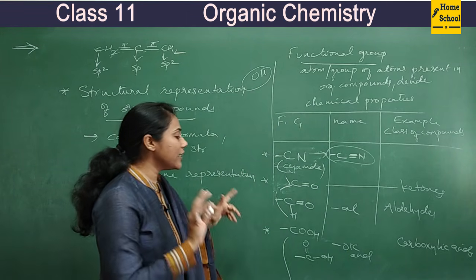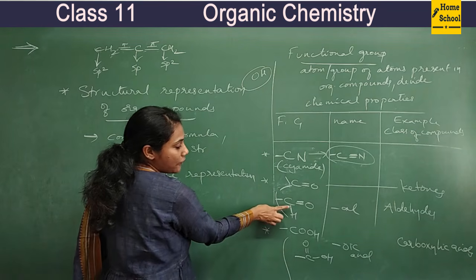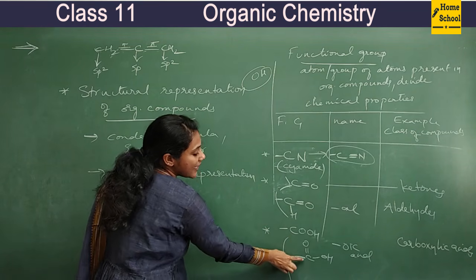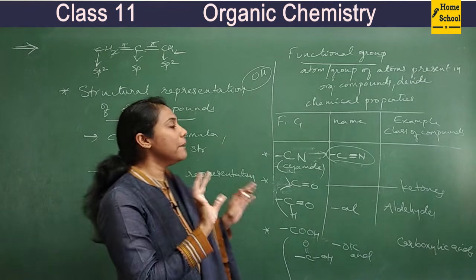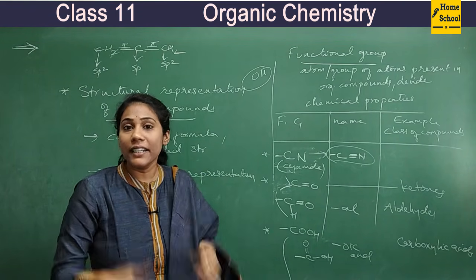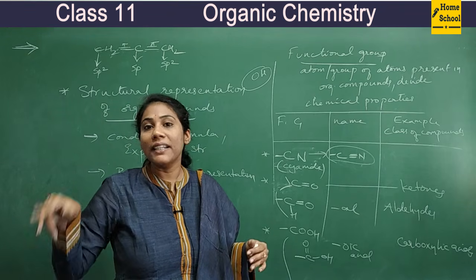Hope you are clear with the idea. If CHO is there, the expanded form is this. If COOH is there, the expanded form is this. These are some important functional groups. Many are there. I will give their entire list during nomenclature.